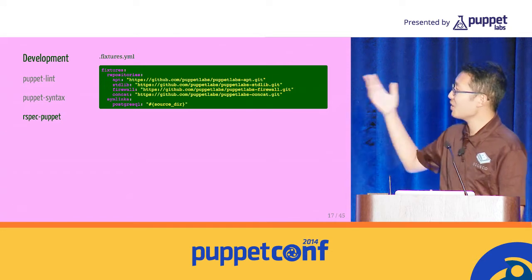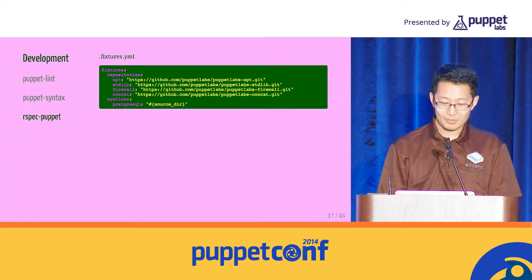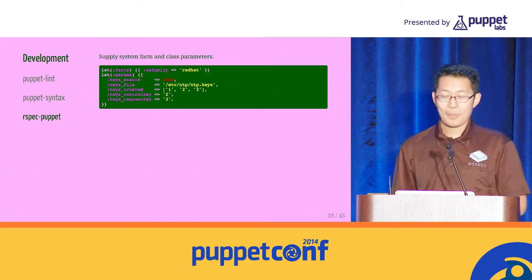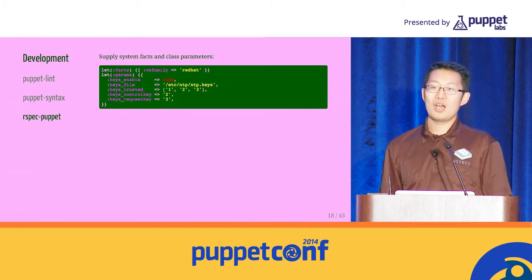So you have to specify all these dependencies. With the dependency specified, you also have to pass in parameters. So when you specify a system, we need to know the facts.